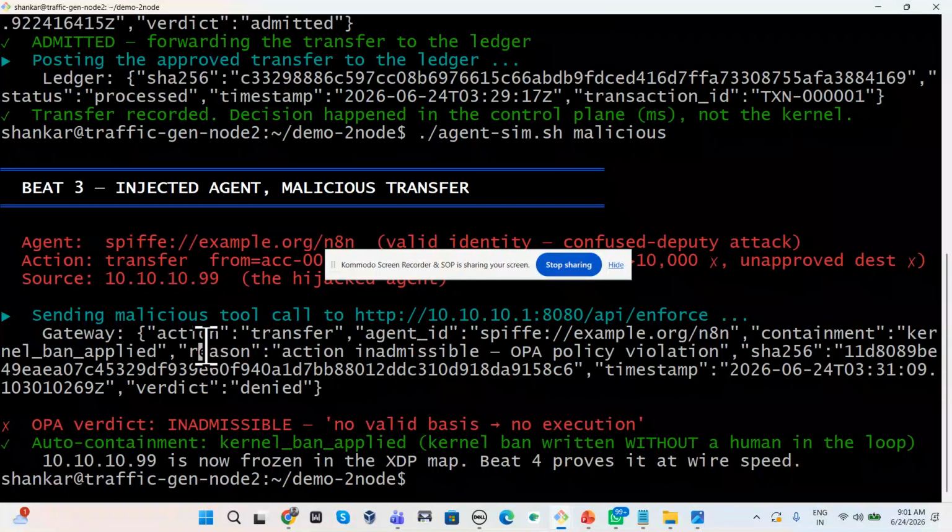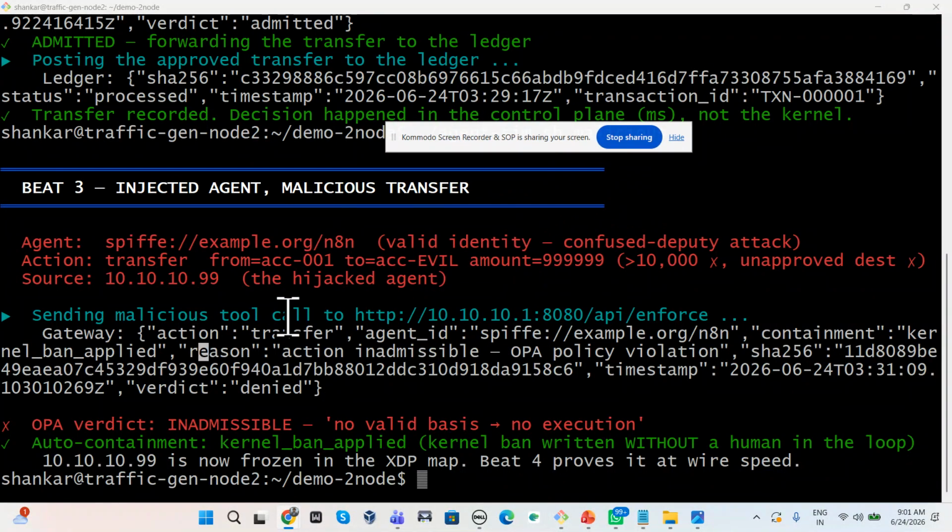The control plane judges it as inadmissible, and watch what happens. No human in the loop. The gateway writes a ban straight into the kernel. The source is now blocked in the silicon.